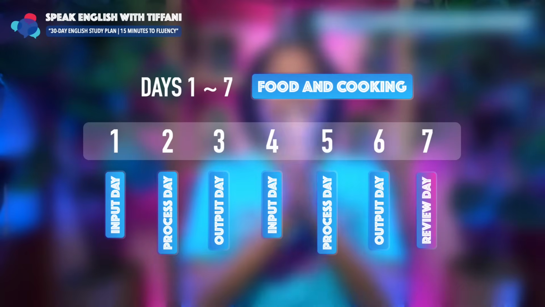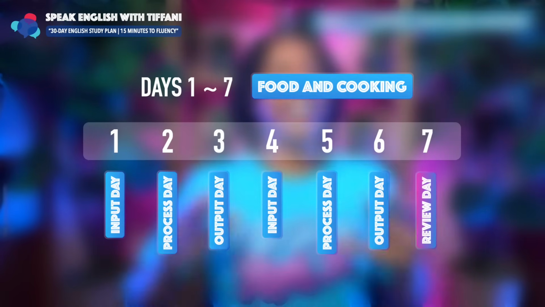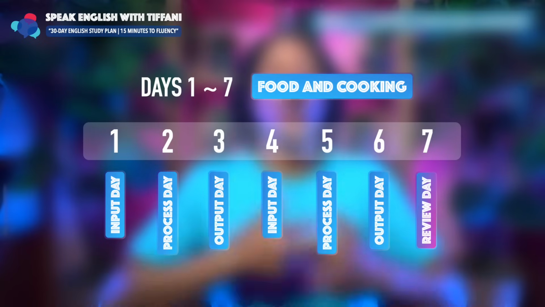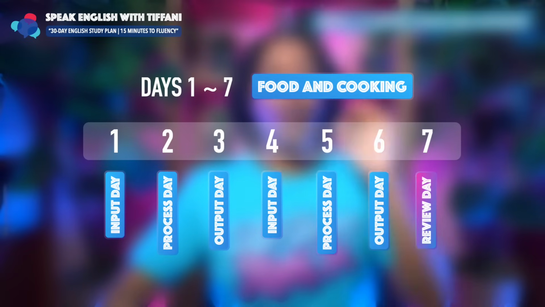We see this: days 1 to 7, topic being food and cooking. You can change the topic, but day 1 is input, day 2 process, day 3 output, and there's this pattern where the last day, day 7, is a review day. So what about the remaining weeks of our 30-day plan?